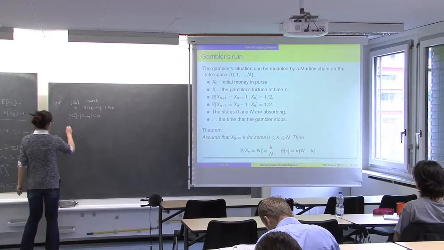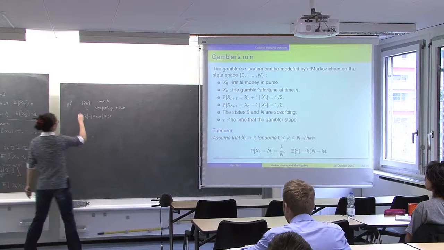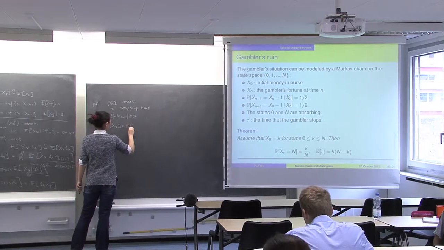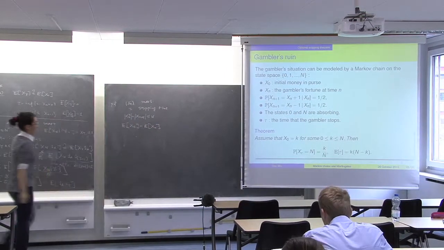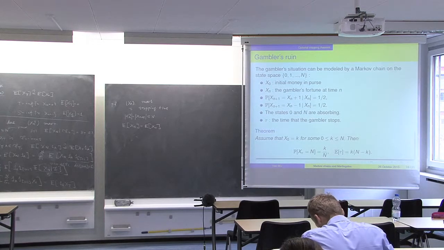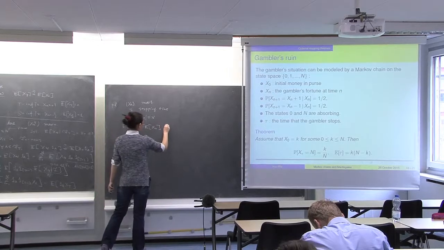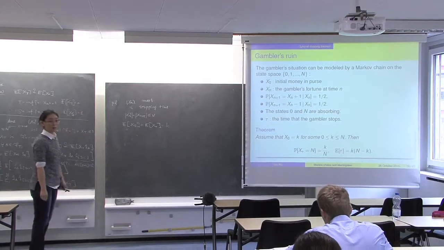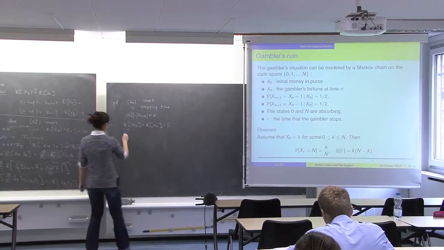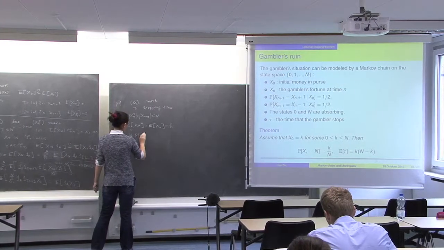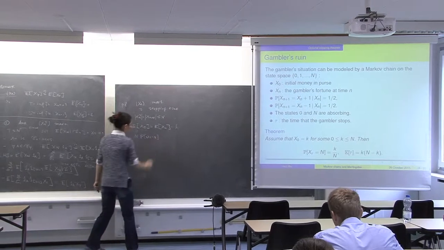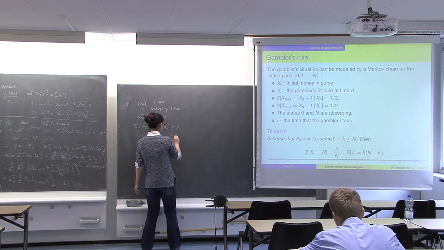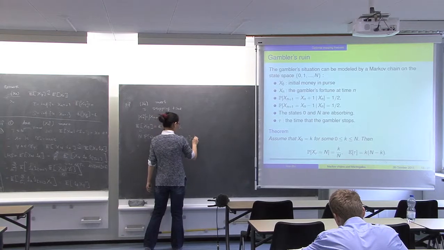Now we can apply the optional stopping theorem to this martingale Xn, and what we have is the expectation of X tau equals the expectation of the initial value. We know that the initial value equals K. For the left-hand side, X tau is either zero or big N, so the left-hand side equals big N times the probability that we win the game. From here, we see that the probability to win the game is K over N.